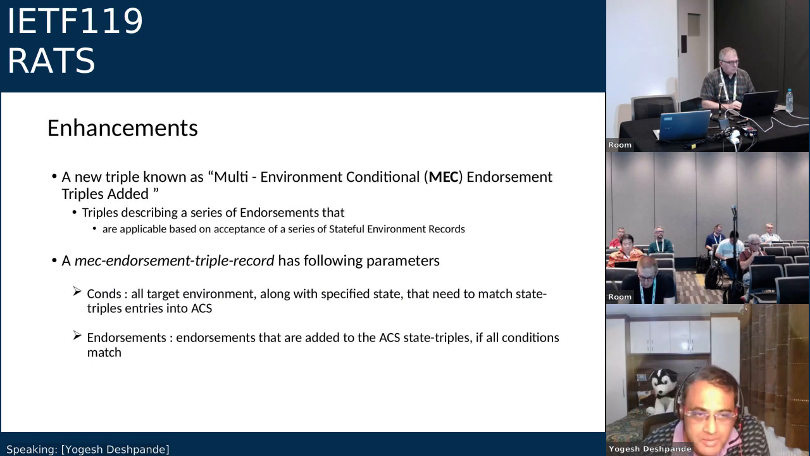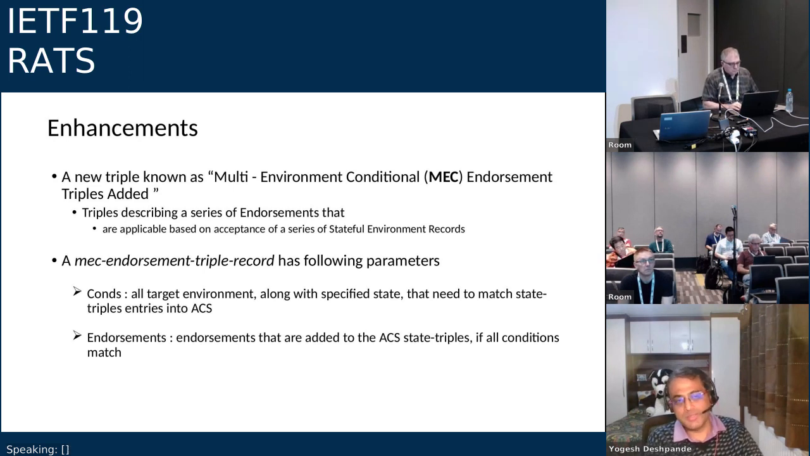The name of that triple is the multi-environment conditional, MEC, endorsement triple. Each triple describes a series of endorsements that are applicable to a collection when it's based on acceptance of a series of stateful environment records. The first entry in the composite triple is a set of conditions: all target environments along with specified state need to match the triple entries in the accepted claim set. And when that condition matches, then all the endorsements that are applicable in that triple are applied to the accepted claim set. Next slide, please.